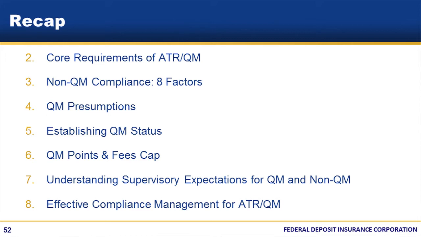In the fourth segment, we discussed the presumptions for compliance applicable to QMs. There are 2 types of presumptions here, the irrebuttable safe harbor presumption and the rebuttable presumption. The difference between the 2 is the APR on the loan. In the fifth segment, we went through the standards for what it takes to make a QM. In the sixth segment, we went over which charges count towards the QM points and fees cap. In the seventh segment, we talked about supervisory expectations regarding QM and non-QM lending.